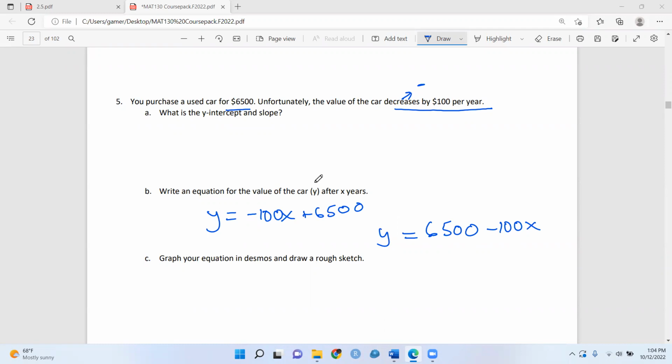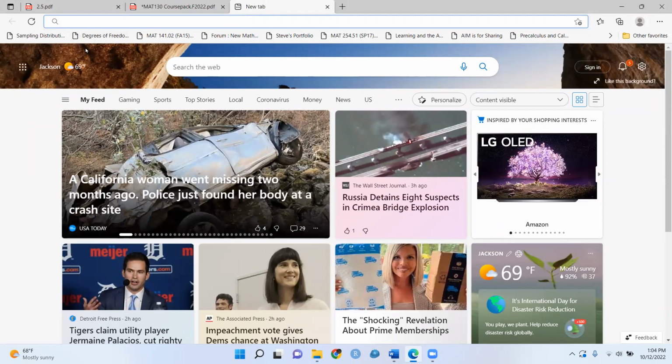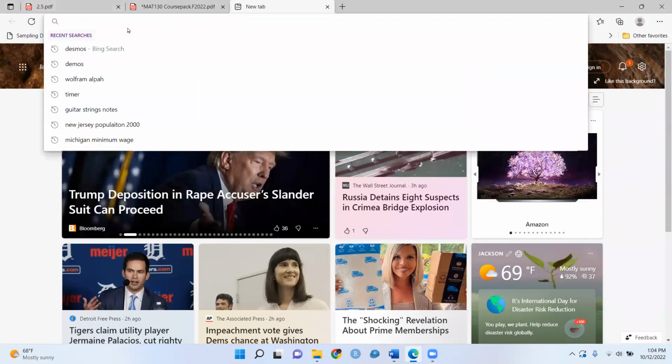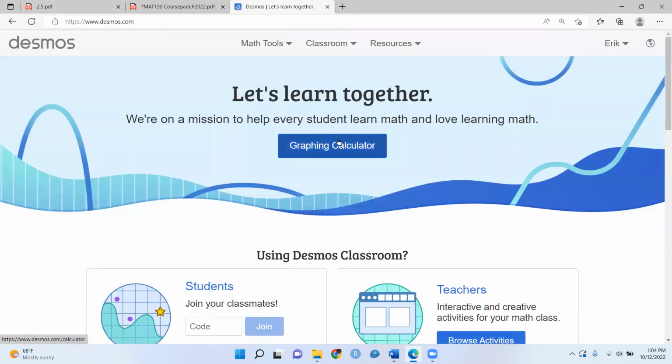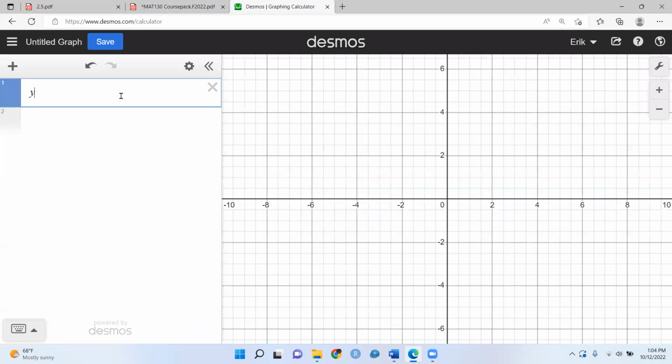Okay, so either equation is fine. They're exactly the same thing. And the question is, how do we get the graph in Desmos? So you just type that exactly. The problem is finding the picture sometimes in Desmos, and I'll show you how to do that. So you would do y equals negative 100x plus 6,500.